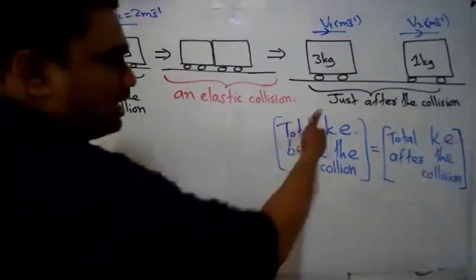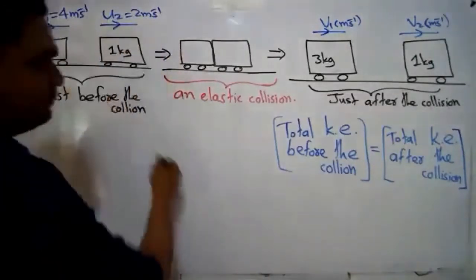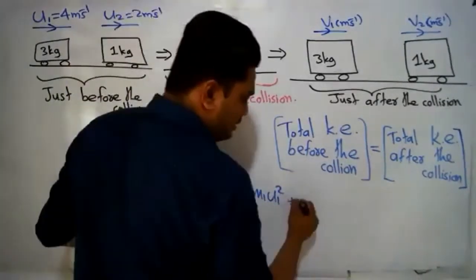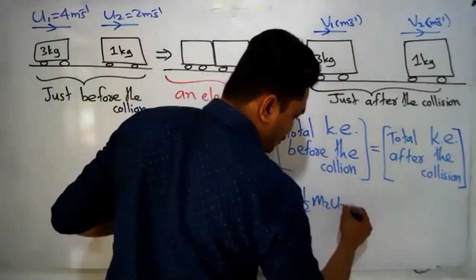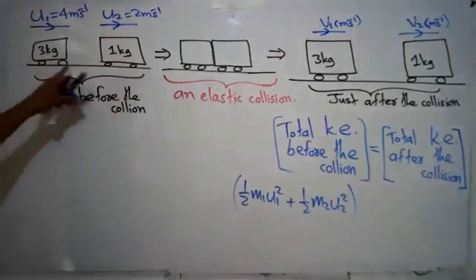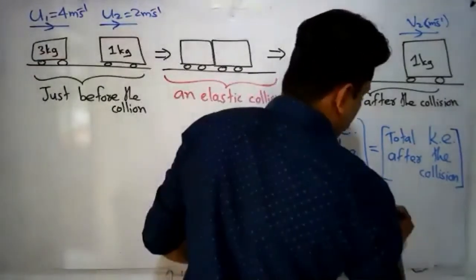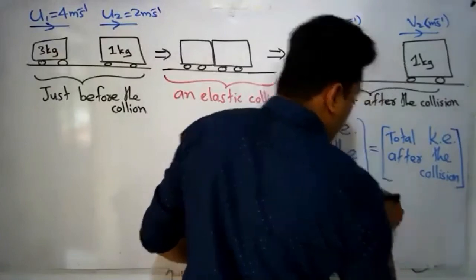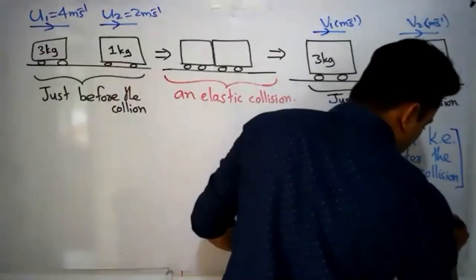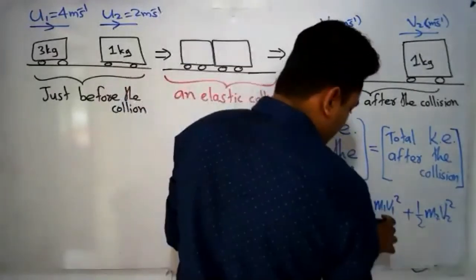The total kinetic energy before the collision is the kinetic energy of the first trolley, half m1 u1 squared, plus the kinetic energy of the second trolley, half m2 u2 squared. The summation of these two is the total kinetic energy before the collision. The total kinetic energy after the collision is half m1 v1 squared, where v1 is the velocity of the first trolley after the collision, plus half m2 v2 squared, where v2 is the velocity of the second trolley after the collision. So please write it.